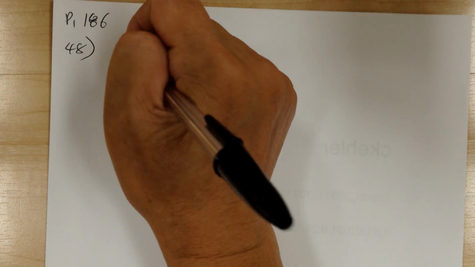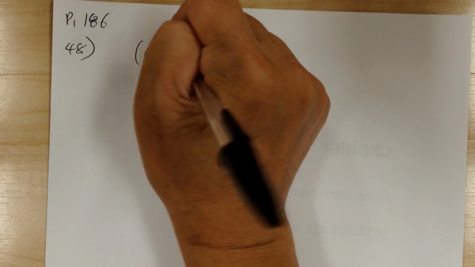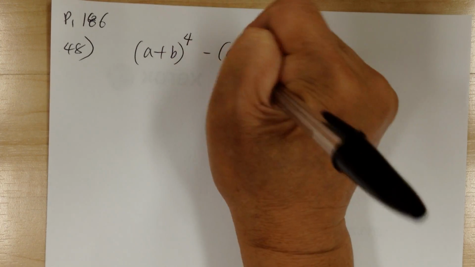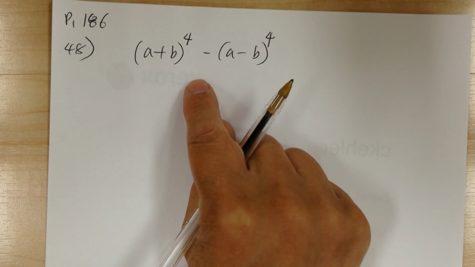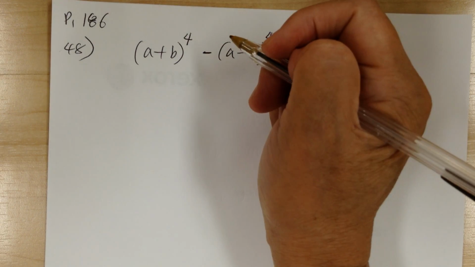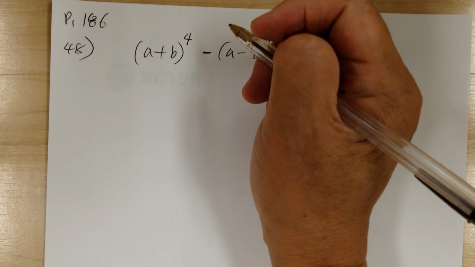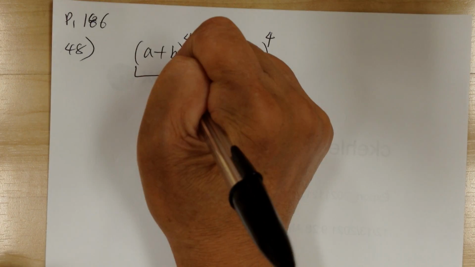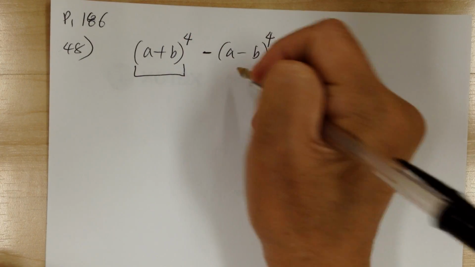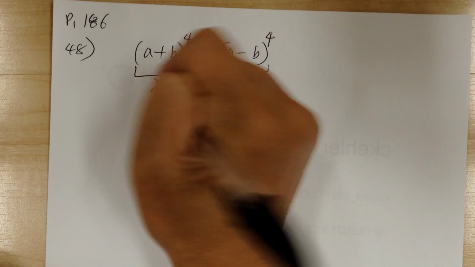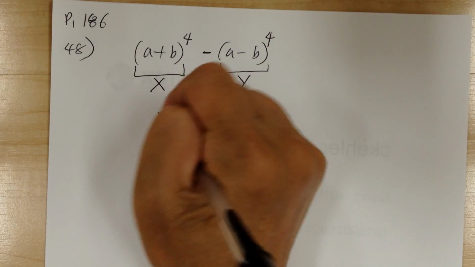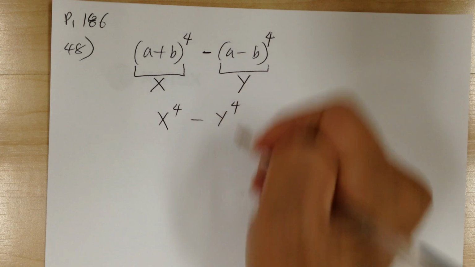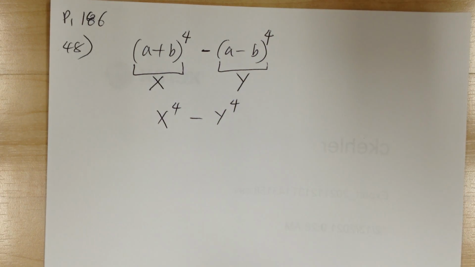Okay, number 48. You have (a plus b) to the 4 minus (a minus b) to the 4. Again, when things get very messy, you can use substitution, so it's not as complicated. And after you're done factoring, you substitute back. So let this equal x and that equal y. They are not the same, so do that. So this becomes x to the 4 minus y to the 4. Now it's much easier to factor. Okay, now you're ready to do factoring.